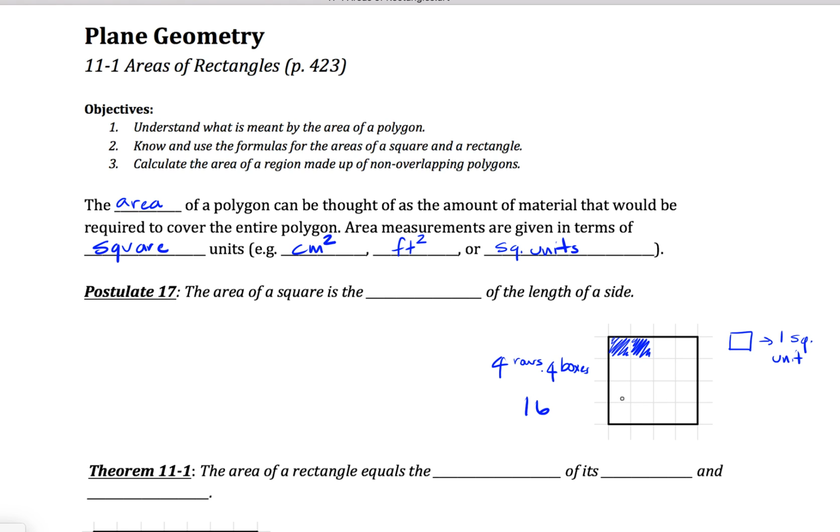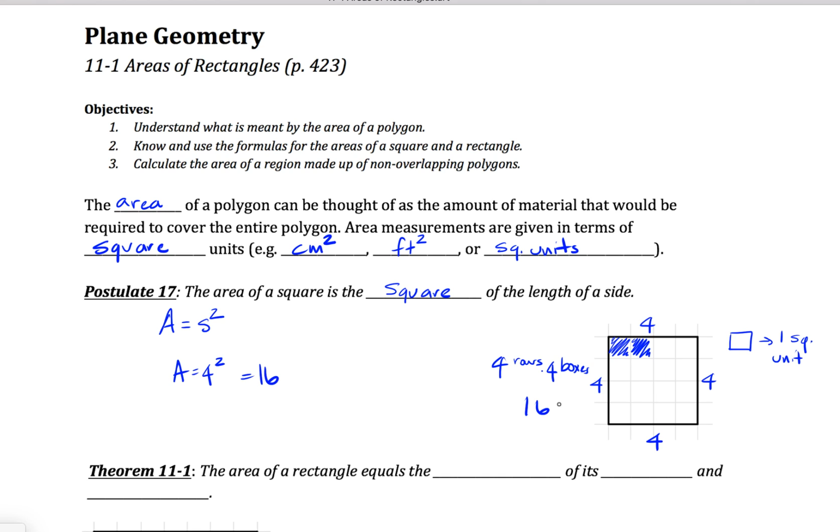Or we could use the very simple formula from postulate 17, which is that the area of a square is the square of the length of a side. You might write this as area equals s squared, where s is the side. As we've determined, this square is 4 units by 4 units. Each side is 4 units. So the area is 4 squared, which is 16.